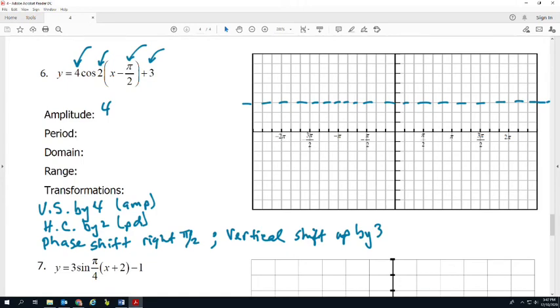Okay, so your period, remember we get by doing 2 pi divided by b. My b value is 2, so we do 2 pi divided by 2, which gives me a period of pi. My domain is all real numbers for these. My range, which is normally -1 to 1 on the parent function, you're multiplying each of your y's by this 4 value, and then you're adding 3. So if I multiply this -1 by 4 and then add 3 to it, I get a -1.